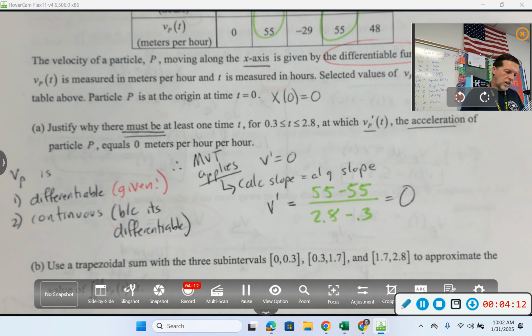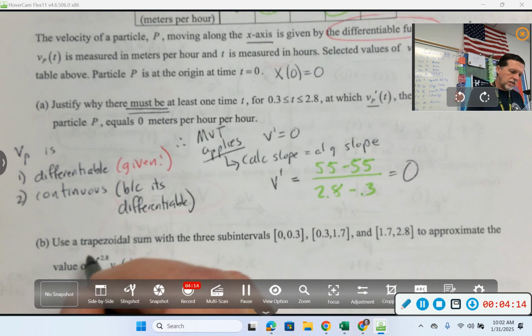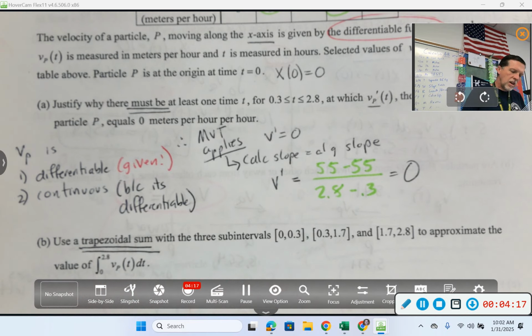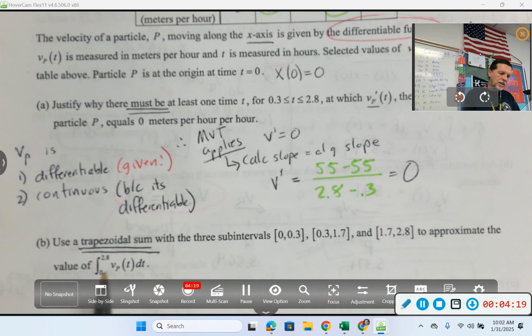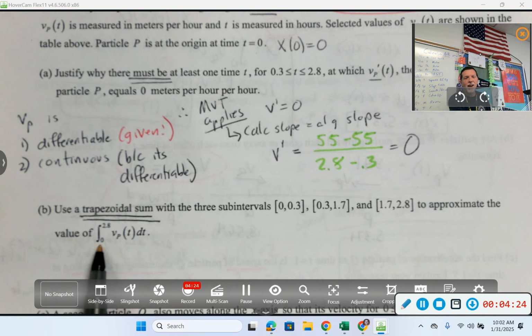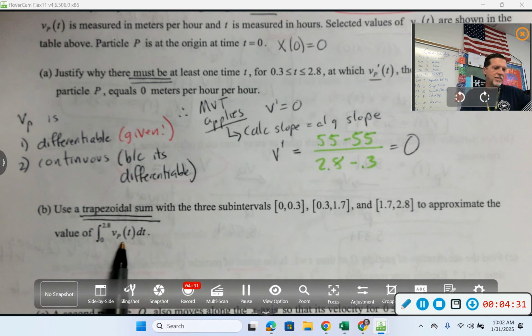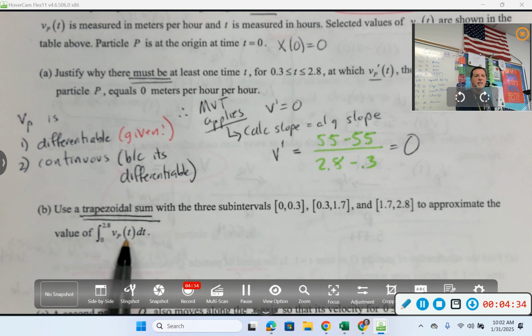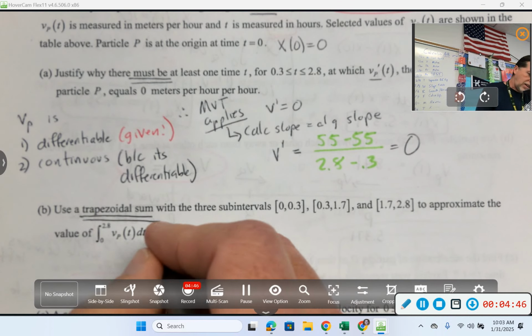Part B. Use a trapezoidal sum, trapezoids, with 3 subintervals to approximate this interval. Remember, this interval means a lot of things right now. It means area under the curve. It means antiderivative. In this particular problem, what's the antiderivative of velocity? Position. So it also means something about position, probably displacement. But it doesn't really ask me for any of that. It just says use a trapezoidal sum to approximate that.